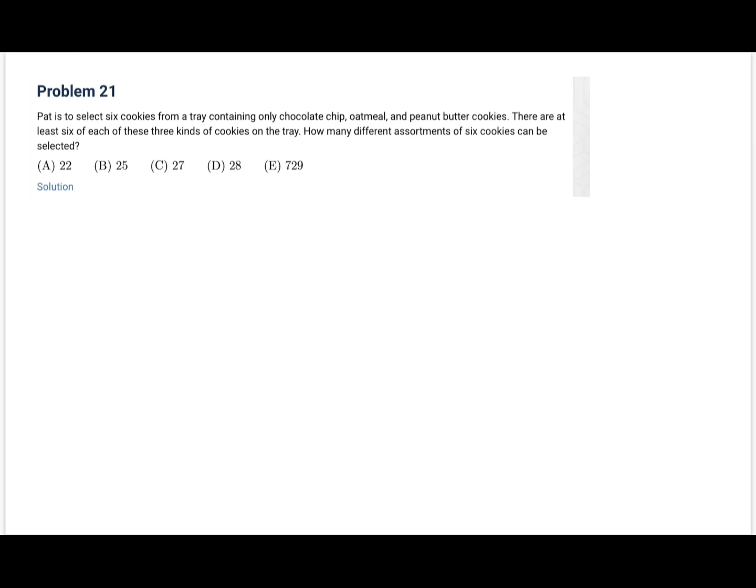Problem 21. Pet is to select 6 cookies from a tray containing only chocolate chip, oatmeal, and peanut butter cookies. There are at least 6 of each of these kinds of cookies on the tray. How many different assortments of 6 cookies can be selected? Okay, so this is also the stars and bars method. He has to select 6 cookies, and there are 3 kinds: chocolate chip, oatmeal, and peanut butter.